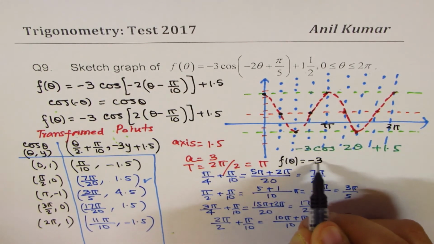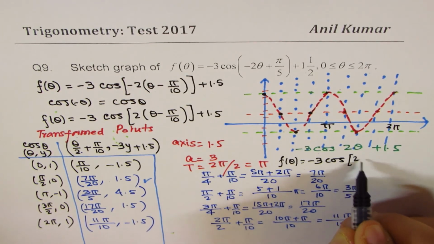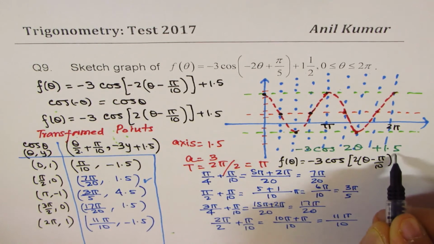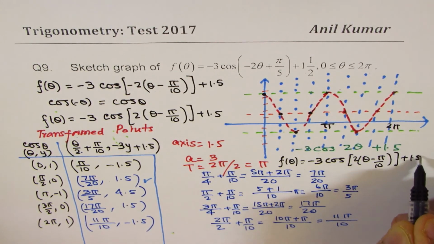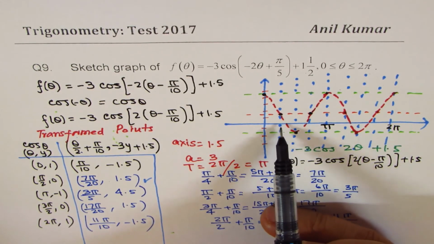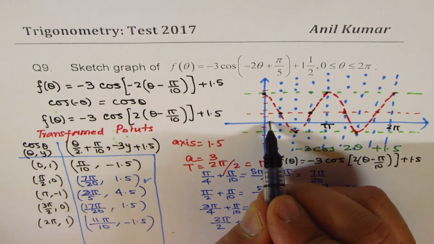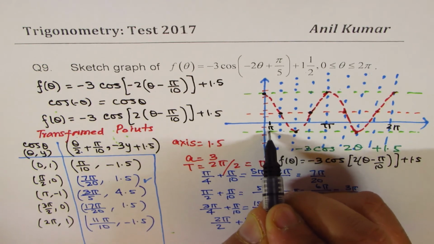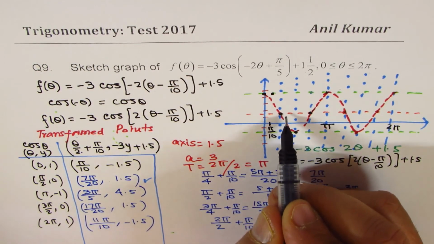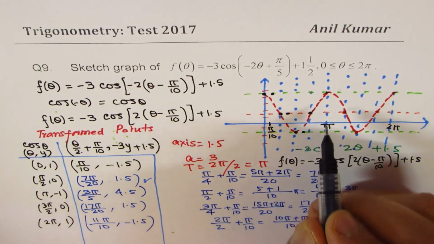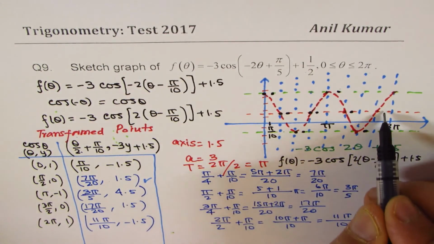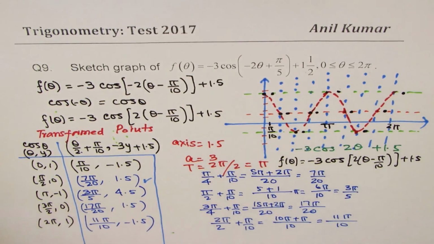So now we'll sketch minus 3 cos of 2 theta minus pi by 10 plus 1.5. Is it okay? So this is pi for us, this is pi by 2, this is pi by 4. So let us say that much is pi by 10 for us. This is pi by 10. That means I have to shift each point pi by 10 units to the right. Does that make sense to you, right? So I'm shifting every point pi by 10 units to the right.